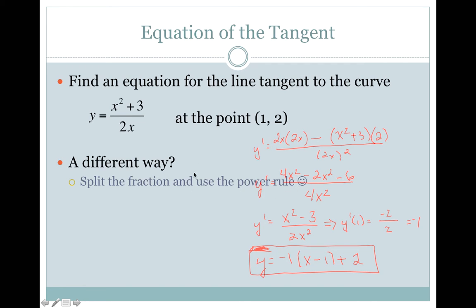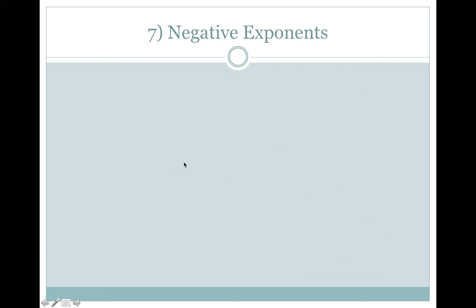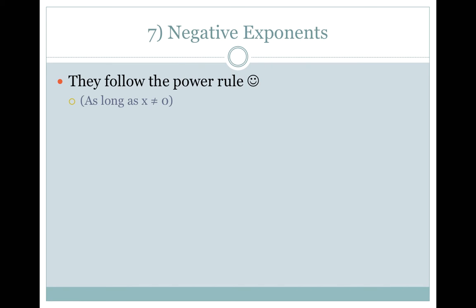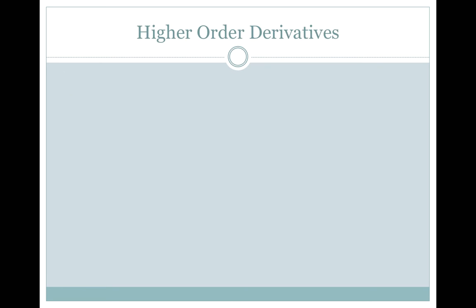We can't do this one just yet. I realize I put this out of order. The last rule here is going to be negative exponents, because we need them. They follow the same power rule as long as x doesn't equal 0.